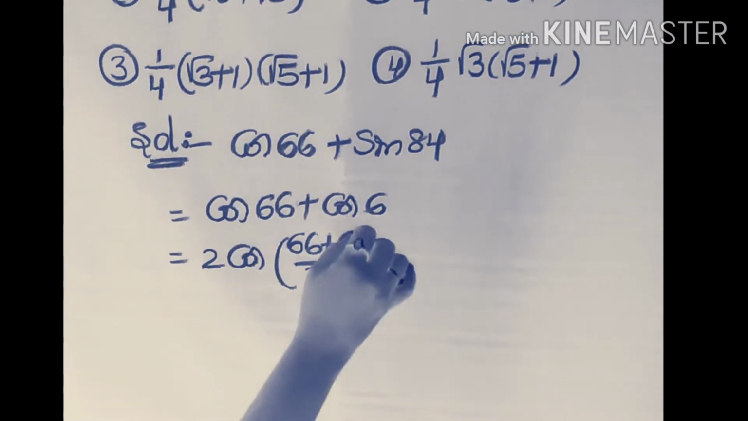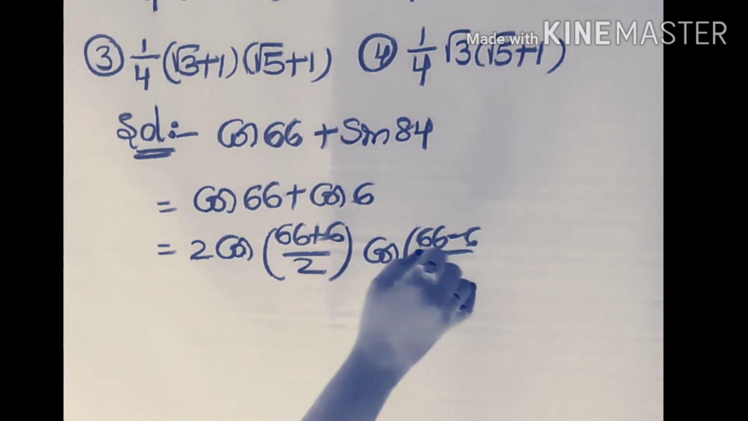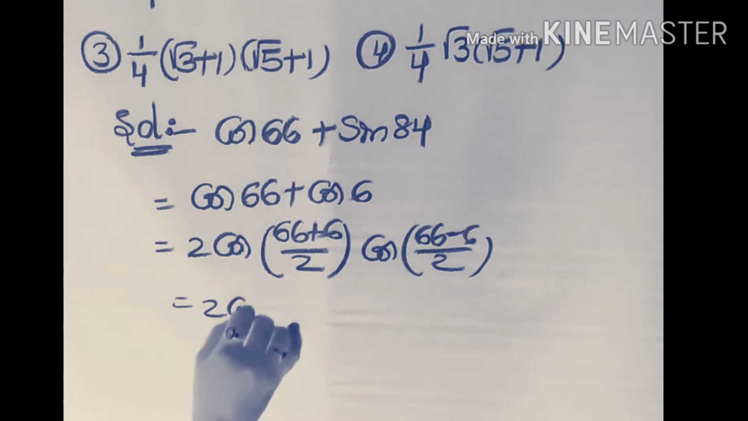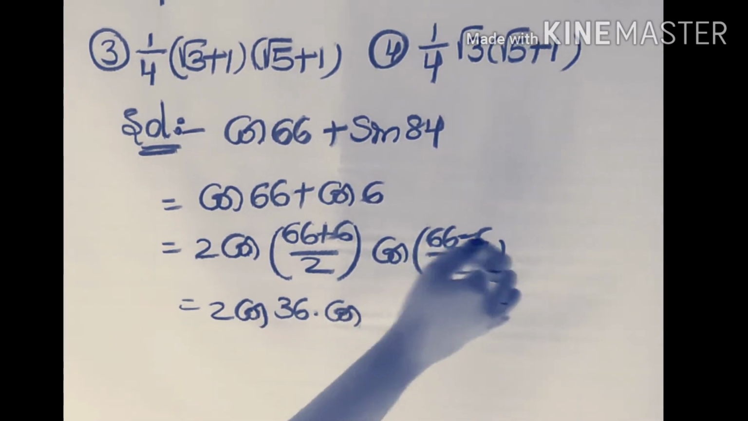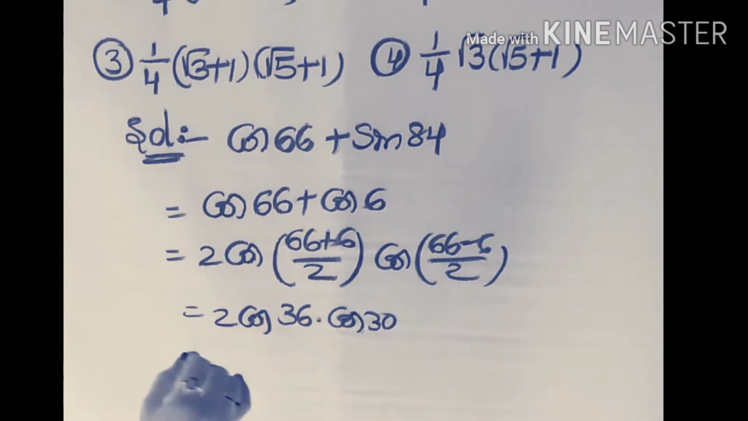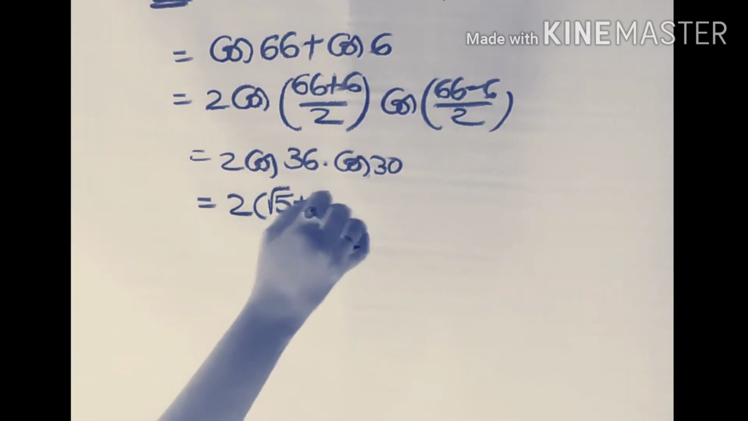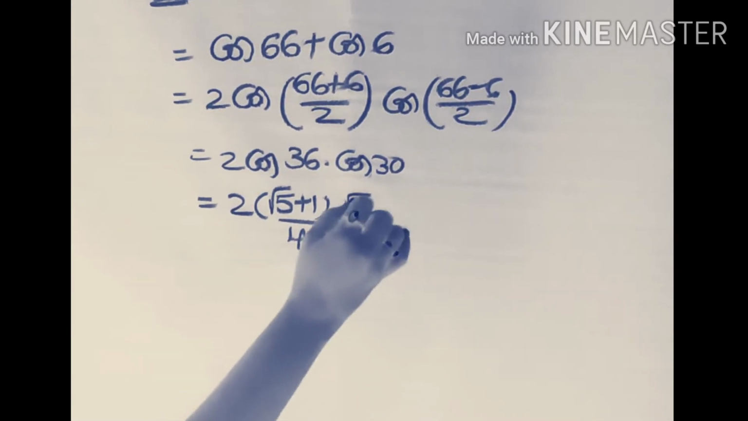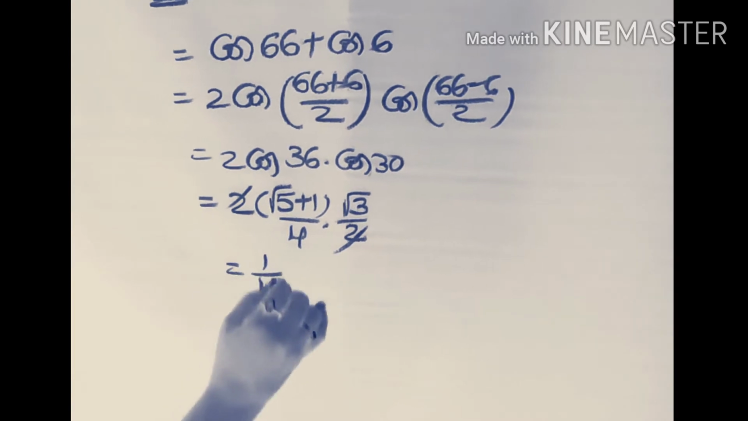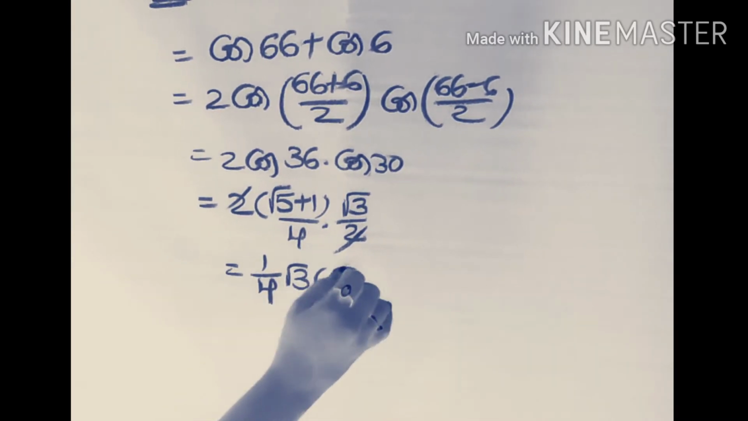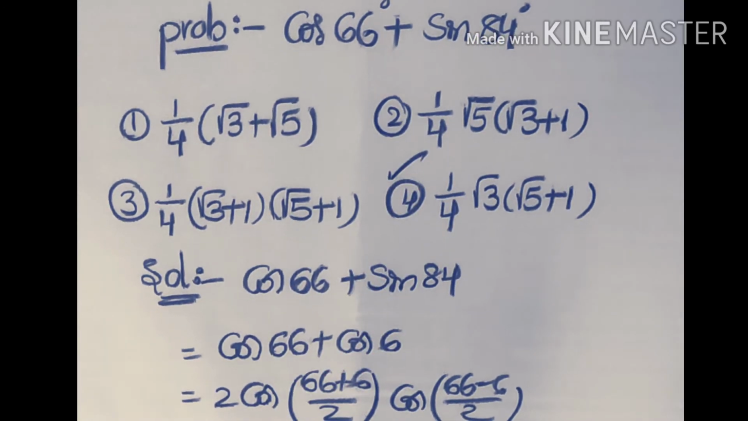2 cos (66 plus 6) by 2 into cos (66 minus 6) by 2 is equal to 2 cos 72 by 2, that is 36, into cos 60 by 2, that is 30. Now substituting the values, cos 36 value is (root 5 plus 1) by 4 into cos 30 value root 3 by 2. Now this is 1 by 4 into root 3 into (root 5 plus 1). That is the last option.